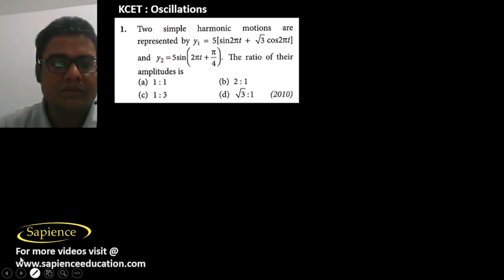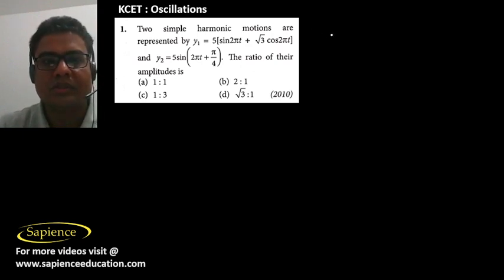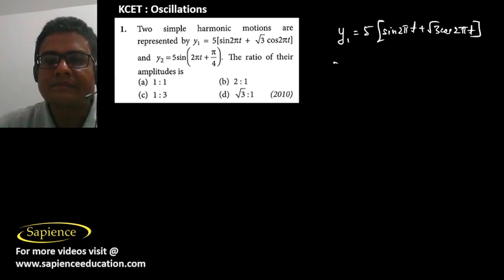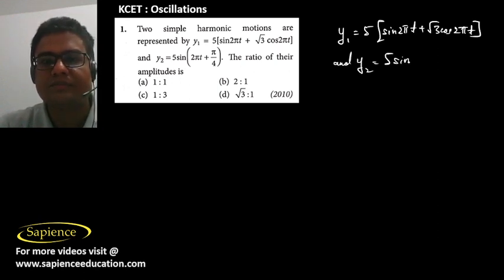So here we shall start off with the very first question on the chapter of oscillations. The first question says that two simple harmonic motions are represented by y1 equal to 5 sine 2 pi t plus root 3 cos 2 pi t, and y2 equal to 5 sine 2 pi t plus pi by 4.